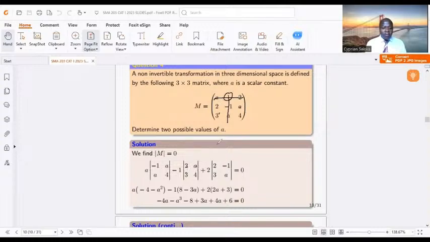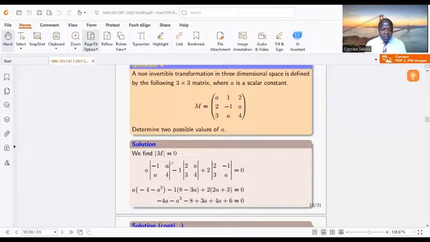2, 3, -1, 4. Then plus 2, multiplied by the determinant of the matrix that remains when you delete the row of 2 and the column of 2. When you delete, the matrix that remains is 2, 3, -1, A. Now, this is the determinant of this matrix, equated to 0. And we know how to get the determinant.